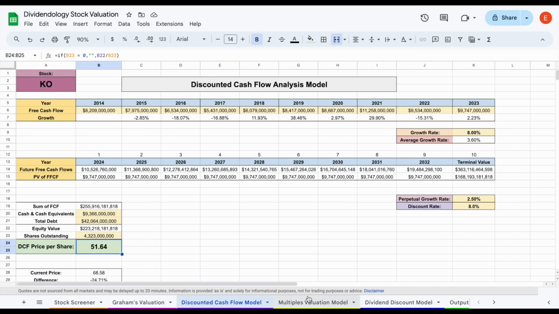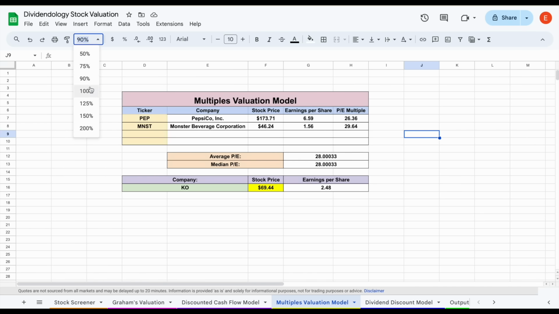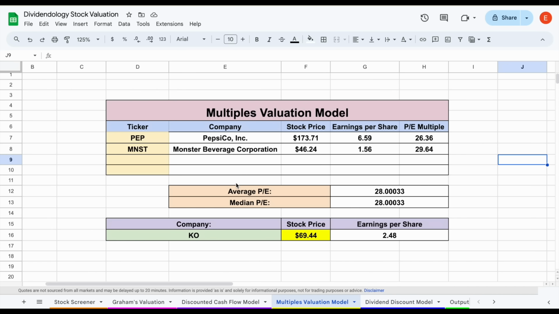The next valuation is our multiples valuation. I'll zoom in just a little bit, and we're seeing how the market is valuing companies that are comparable in their structure. So we have companies like Pepsi and Monster. Look at the price to earnings multiple of these companies. The average is sitting at about 28.0033 near the end. So when we apply Coca-Cola's earnings per share to this average price to earnings multiple, we come to an intrinsic value of about $69.44, which is really close to what the company is currently trading at.